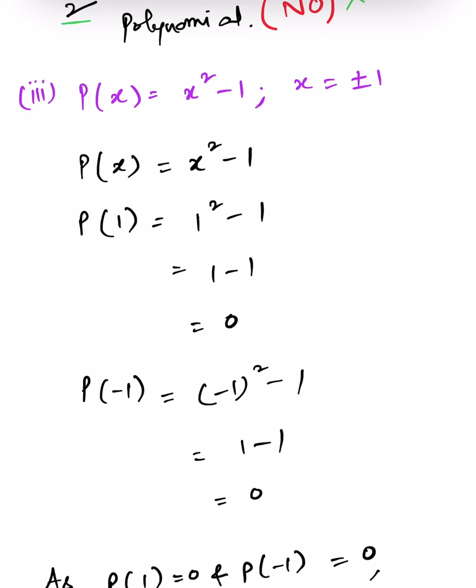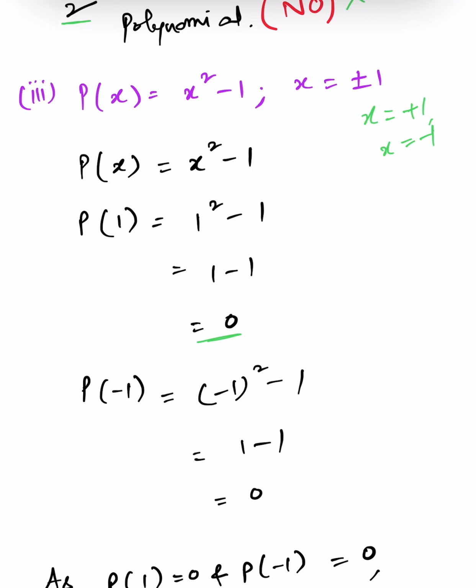Third bit, p of x equal to x square minus 1, x equal to plus or minus 1. Here they have given two values for x. So we have to find the value of p of x for both x equal to plus 1 and x equal to minus 1. So first let us calculate p of 1, that is p of plus 1. P of x equal to x square minus 1. P of 1 equal to 1 square minus 1. So 1 minus 1 is 0. So p of 1 is 0.